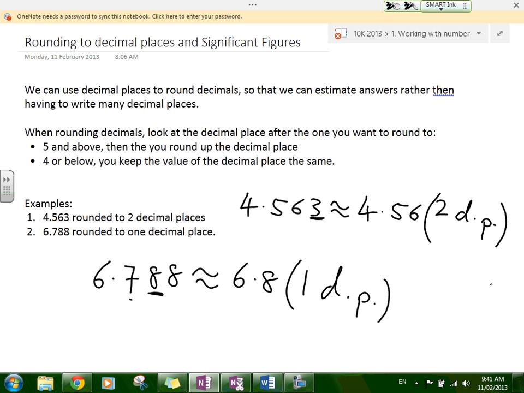Okay. So again, this is looking over things we've looked at before, making sure we're familiar. When you're rounding, whether it's significant figures or decimals, always look at the next value of the one next to it. 5 and above, you round up. 4 and below, you just keep it the same. Okay?